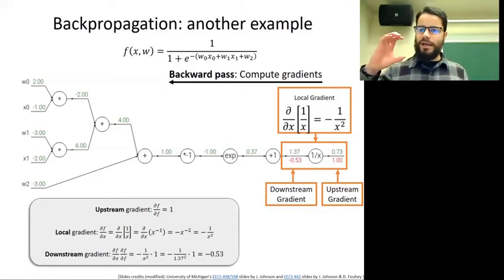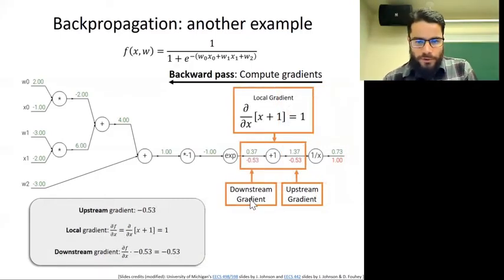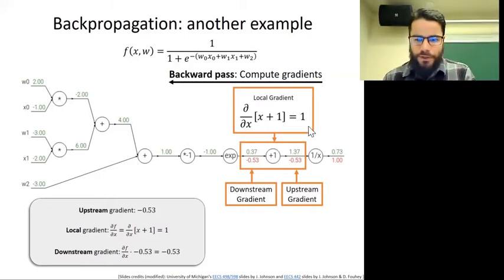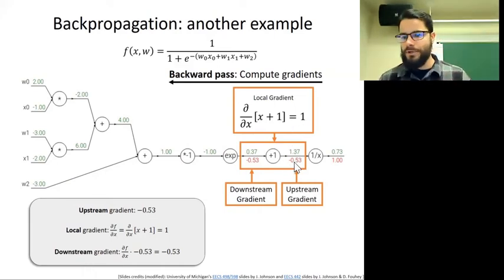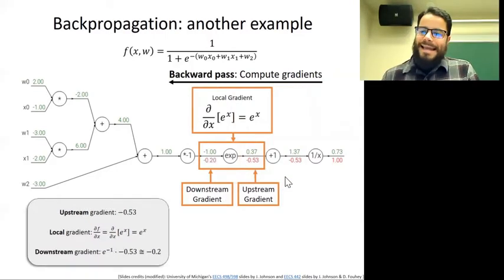Okay, very good. As I said, the downstream gradient is going to work as the upstream gradient for the next node. So now we go to the next node, which is just a sum operator. The upstream gradient of this node is going to be minus 0.53. So we have the first element. The second one is going to be the local gradient. So what is the derivative of x plus 1 with respect to x? Well, just 1. Very good. So now we multiply the local gradient 1 by the upstream gradient minus 0.53. That's going to be our downstream gradient. Not a problem. So downstream gradient here minus 0.53.